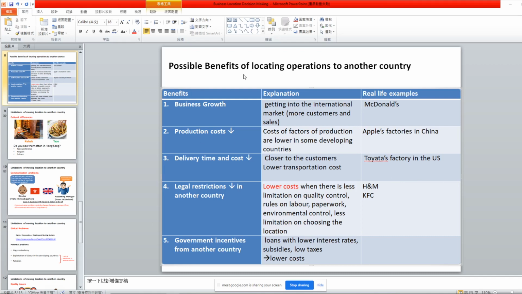So yeah, so you can see, these are the five direct benefits when a business locates their operations, like a shop, like a factory, et cetera, to another country. So these are the direct benefits you can get when you locate your business overseas. All right, so very simple, very straightforward. So now we finish the benefits when they locate their operations to another country.